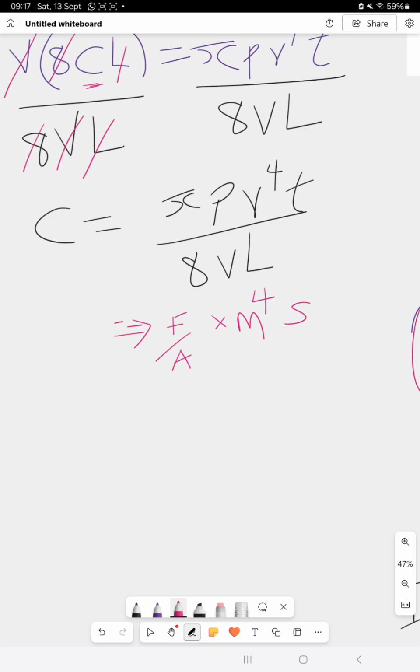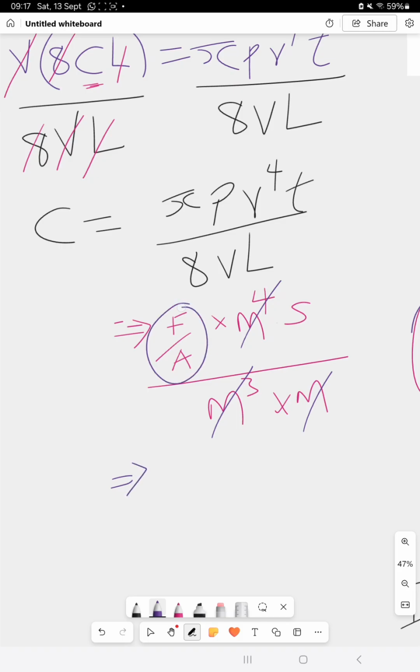Over 8 multiplied by, no, 8 does not have units, so I will cancel it. What are the units of volume? Meter cubed. And what are the units of L? Meter. So ideally, even before we go further, we can cancel this, because meter power 4 cancels meter power 4. So now I will remain with this and this.